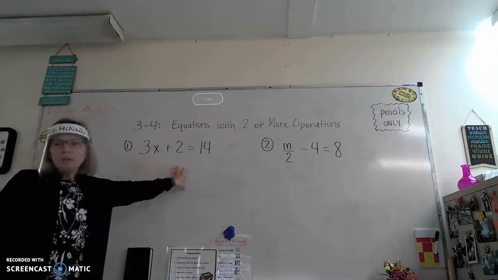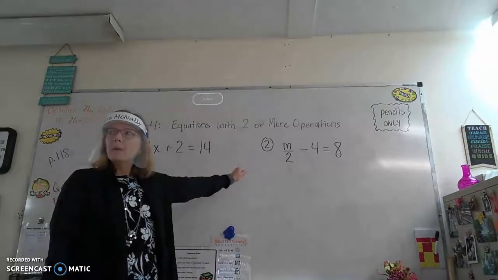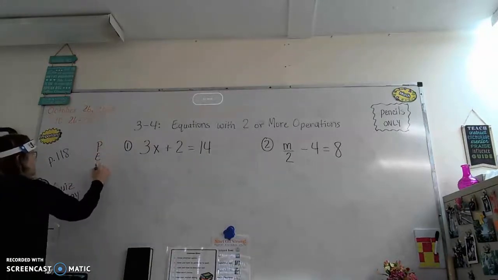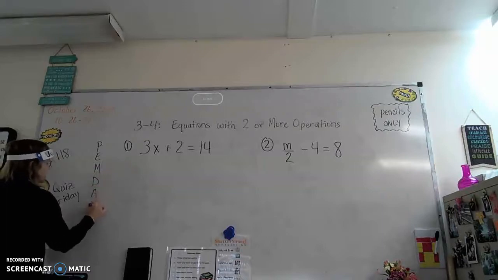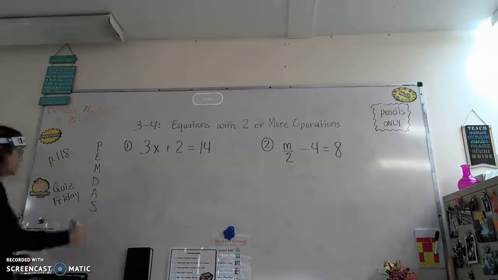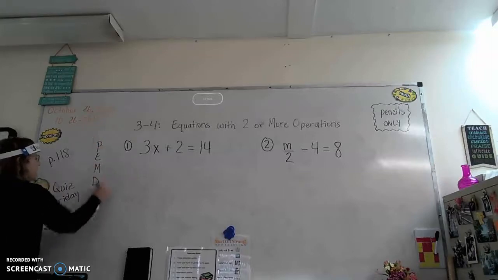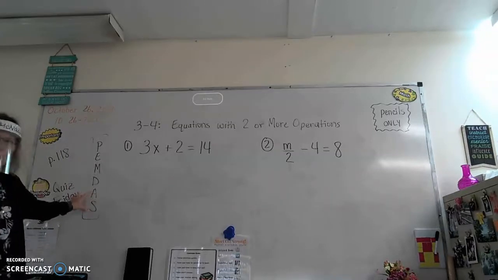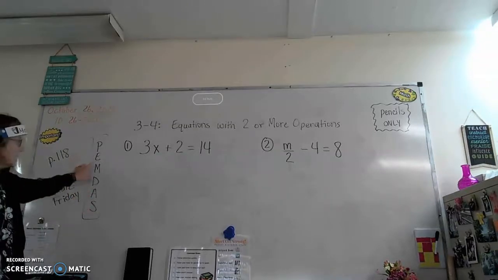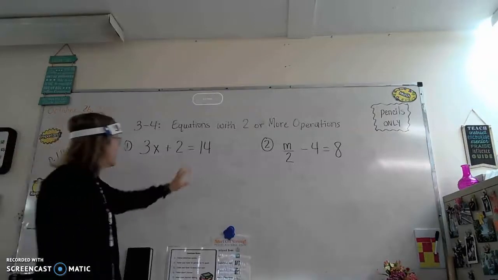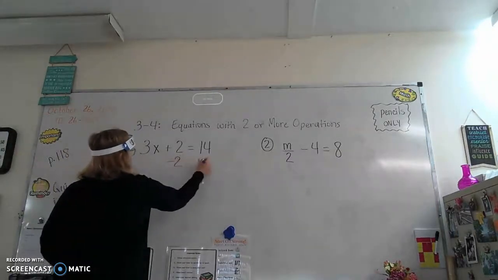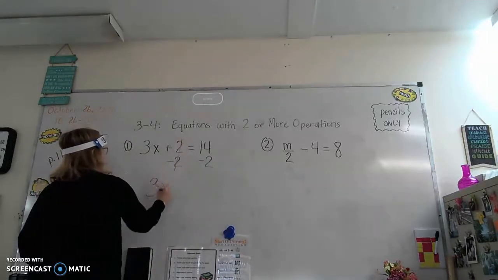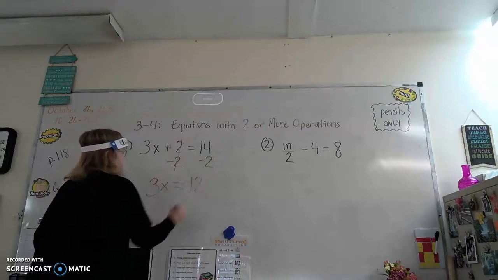When I see an equation, do you remember we have to use order of operations in a special way when we're solving equations? When you're solving equations, you actually use the order of operations in reverse. So we do addition and subtraction first, then multiplication or division. Bradley said first we're going to subtract 2 from both sides. 3x equals 12. And then you just divide.